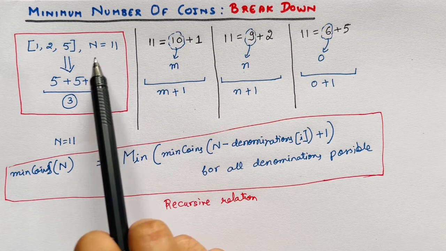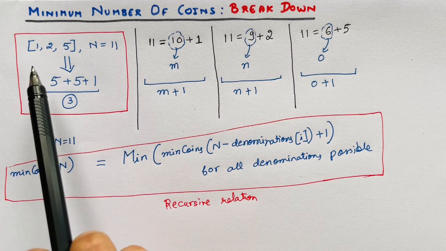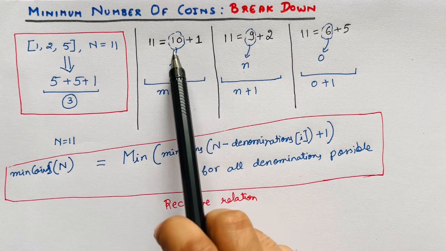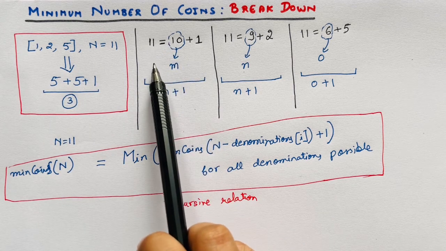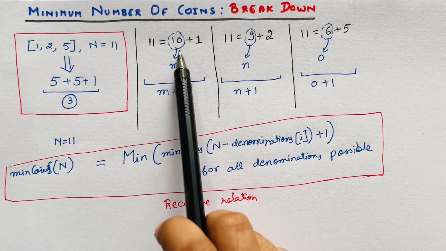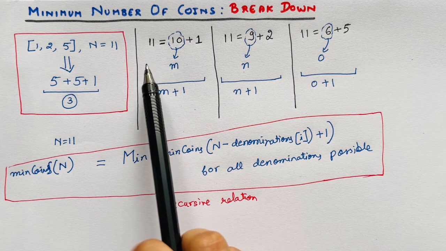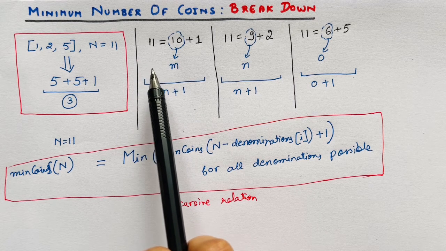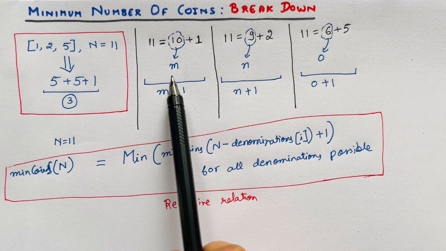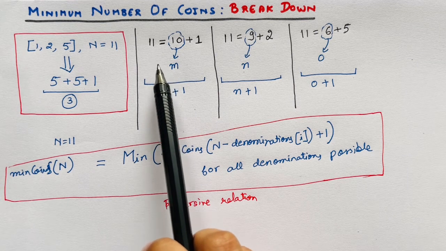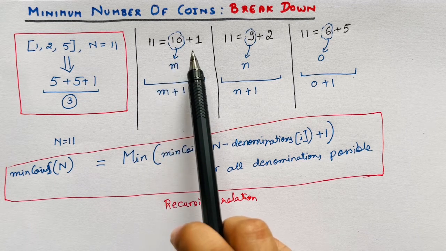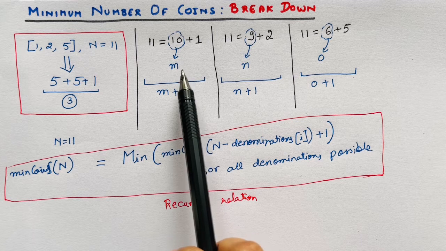One way was that we could first pick a 1 rupee coin and then see what happens. If we picked a 1 rupee coin, the remaining amount became 10. Now if somebody told us the answer to 10, can we use it to derive the answer for 11? That was the thing we were looking for. If somebody told us that the answer for 10 was m, then we knew that the answer for 11 would be m plus 1, because for forming 11 we just need to pick one more 1 rupee coin.